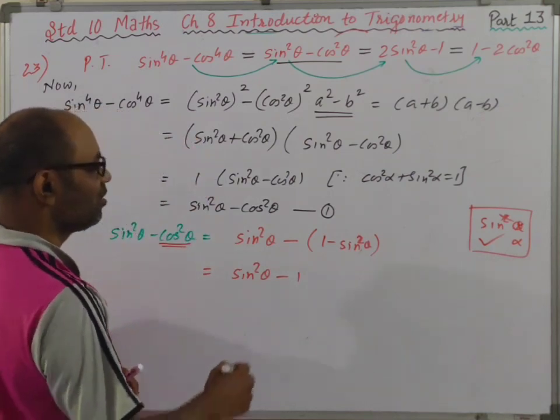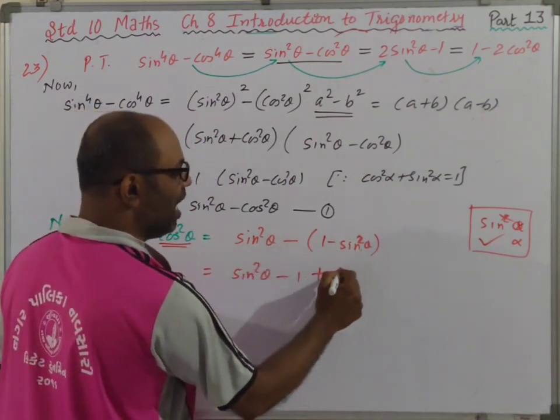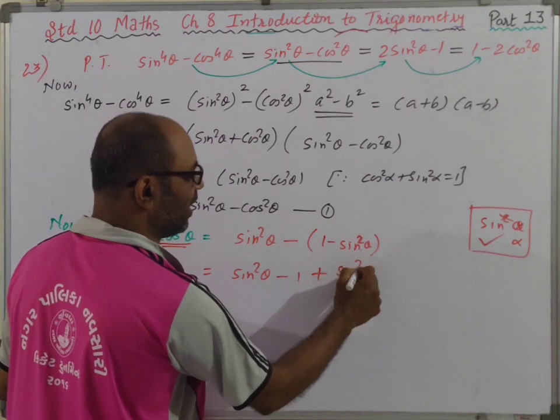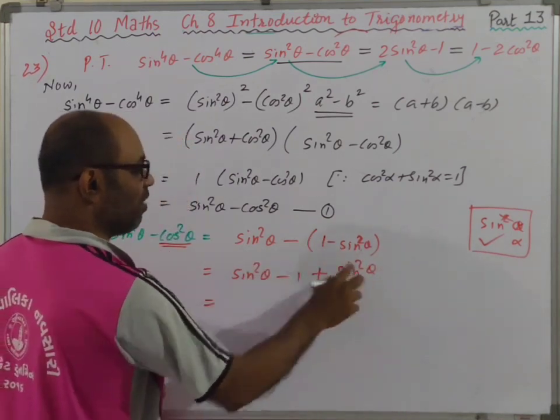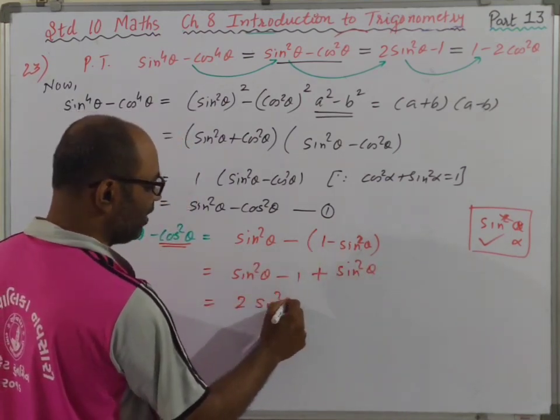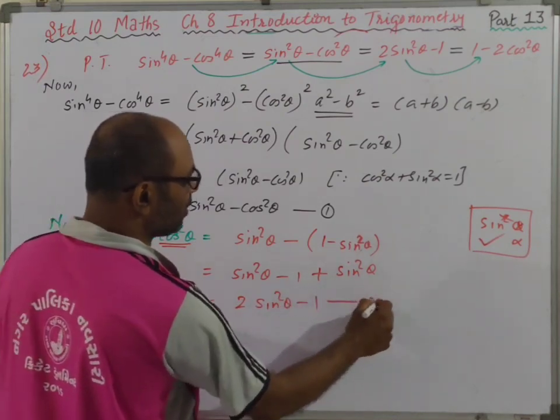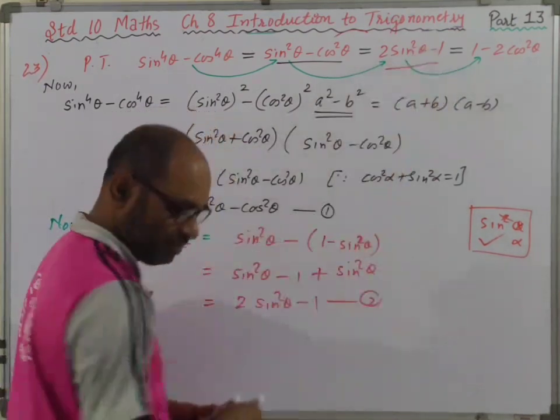Okay? Fine. So minus 1 plus, yeah, sign will change, plus sin square theta. Now sin square plus sin square is 2 sin square theta minus 1. This is result 2, because you got that. Okay?